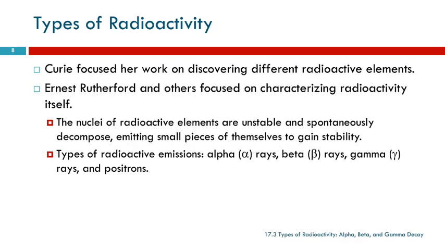There are 4 types of radioactive emission: alpha particle, and that's symbolized with the Greek letter alpha. So alpha rays, beta rays, that's the Greek letter beta, gamma rays, that's the Greek gamma, and positrons. So 4 different types of radiation.